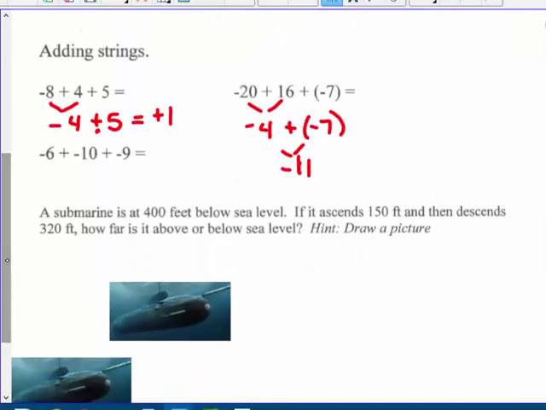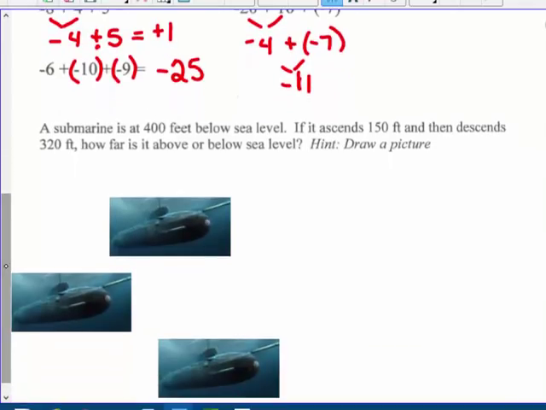And the last string here, negative 6 plus negative 10 plus negative 9. And these really should be in parentheses. So they're all the same sign. Same signs, add. So 6 and 10 and 9 makes 25, right? Keep that negative. So same signs, add and keep.